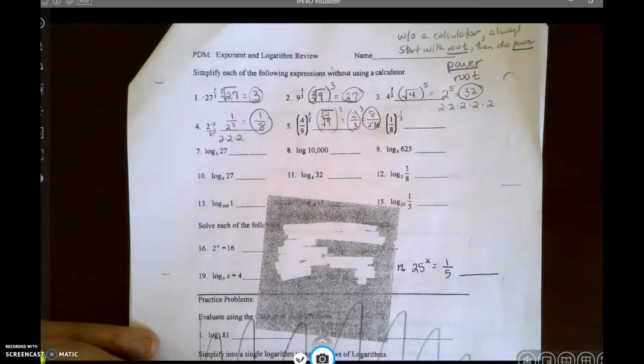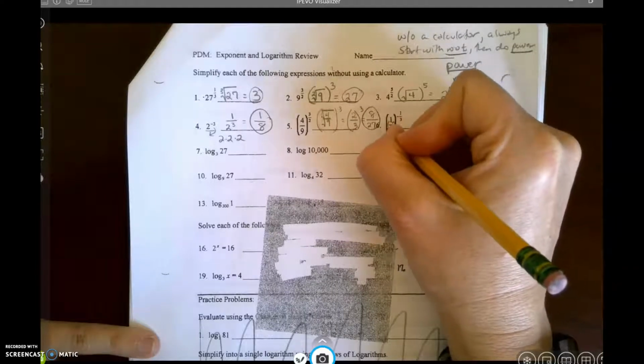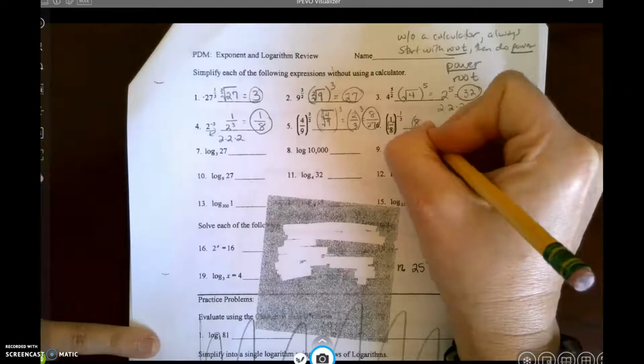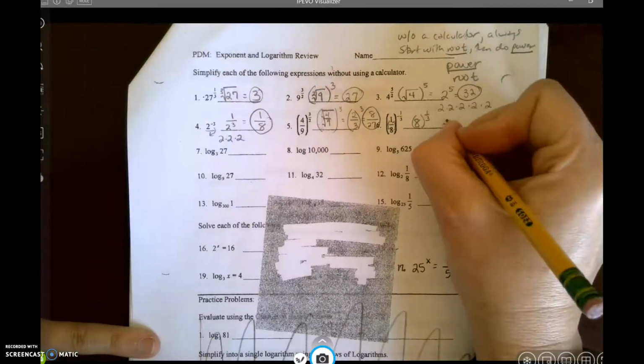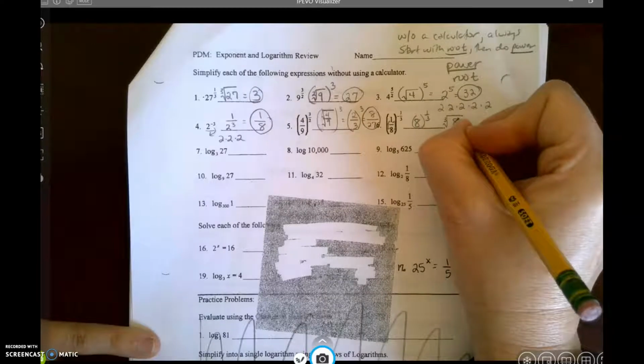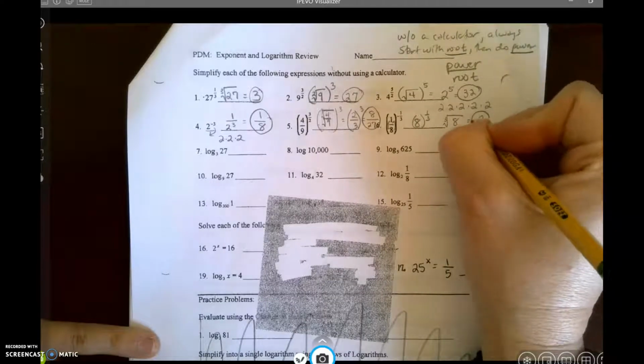Right, number 6. 1/8 to the negative 1/3. I do not like that negative. So remember, if I cross the line, it changes the sign. So I move the 8 to the top and the 1 to the bottom. I get 8 to the positive 1/3, which means take the cube root of 8. Cube root of 8 I know is 2.